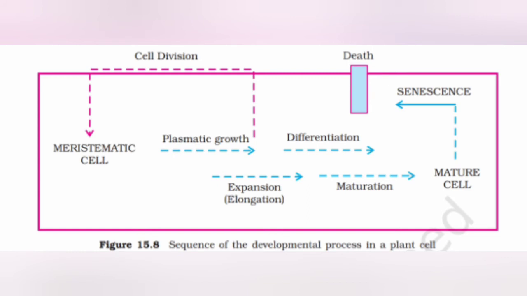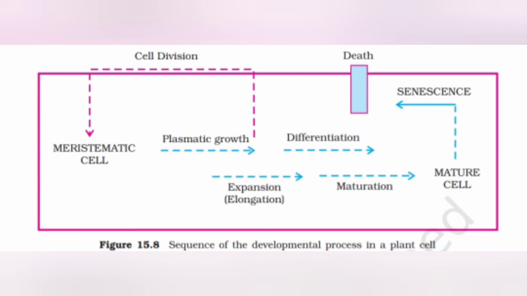Here is the sequence of the developmental process in a plant cell. We can see that the meristematic cells continue to divide. They show plasmatic growth, that is, increase in the cytoplasm. Then they differentiate and start their particular function. After which some of the cells do not differentiate; they are meant for expansion or elongation. They become mature.